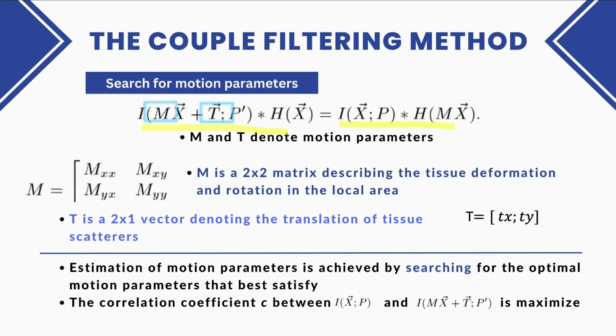Inside the equation, there are two variables, M and T. You must be curious, what do they mean? M is a 2 × 2 matrix describing the tissue deformation and the rotation in the local area. And T is a 2 × 1 vector denoting the translation of the tissue scatters. Inside the couple filtering method, the estimation of the motion parameters is achieved by searching for the optimal motion parameters. This procedure we call the search for the motion parameters. The correlation coefficient C between the speckles before and the speckles after is maximized, and this coefficient C is the ultimate goal of our program.